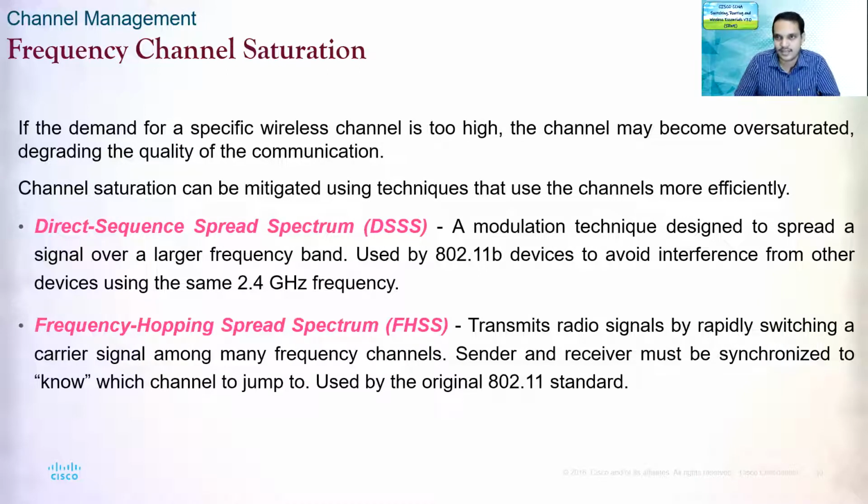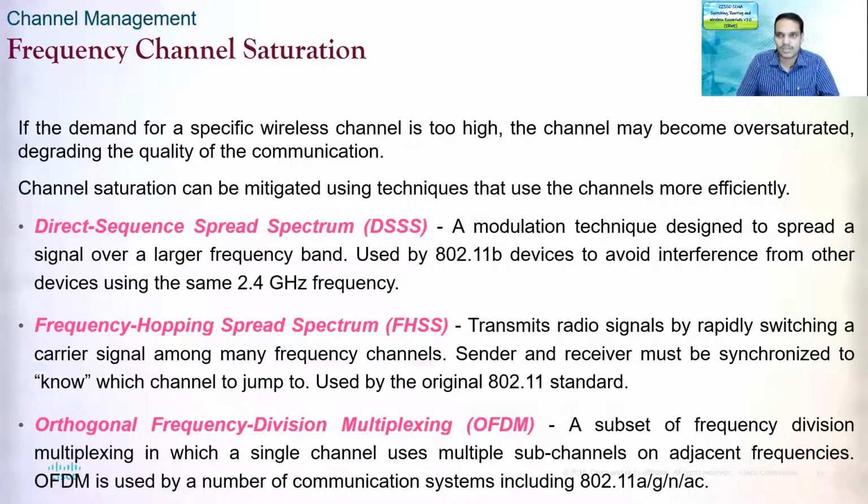The other option is FHSS, which stands for Frequency Hopping Spread Spectrum. The name itself suggests that the signal keeps hopping between different frequencies. This transmits radio signals by rapidly switching a carrier signal among many frequency channels. The sender and receiver must be synchronized to know which channel to jump to. This is the one used by the original 802.11 standard.